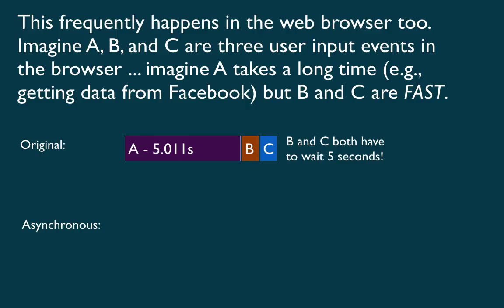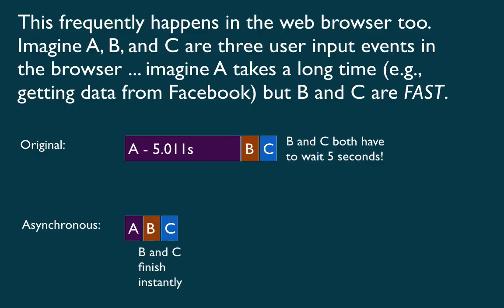So this is not a great user experience, right? Because B and C should have been handled right away, pretty much. But we've had to wait for A because there's only one thread. So in the asynchronous mode, very similar to the server case, A runs and it's instantaneous. And it basically goes to Facebook and says, when you're done fetching data from Facebook, call a finisher function. So it's finished almost instantaneously. And then now B and C get to run pretty much instantaneously. So there's basically no lag in running B and C.